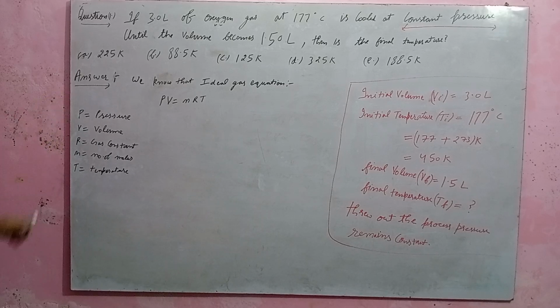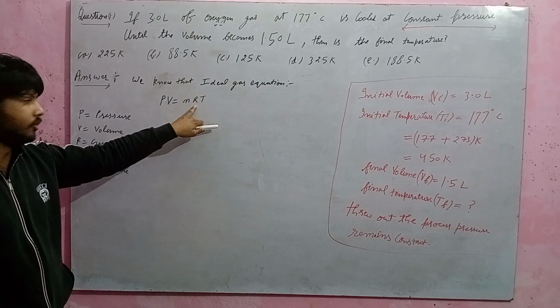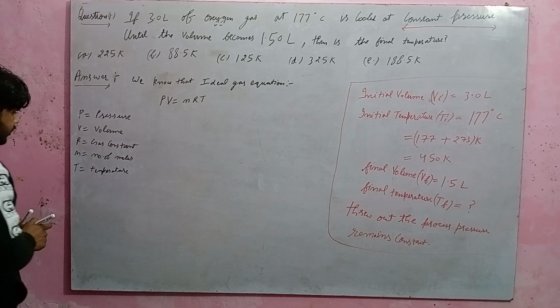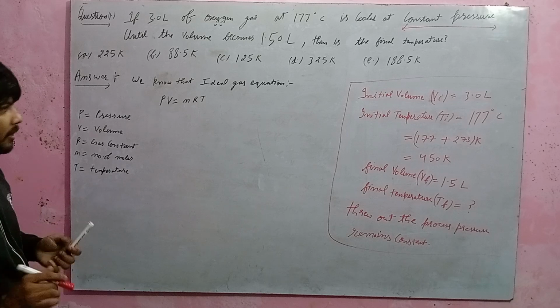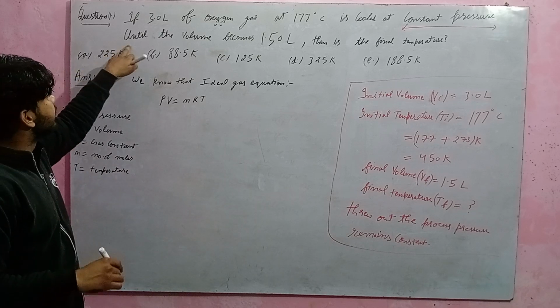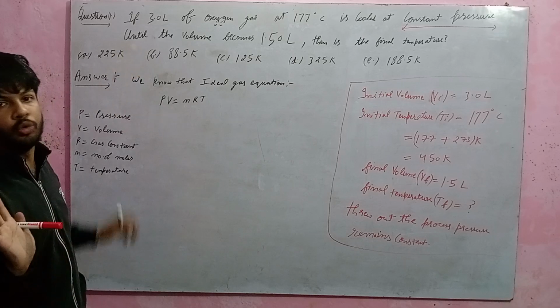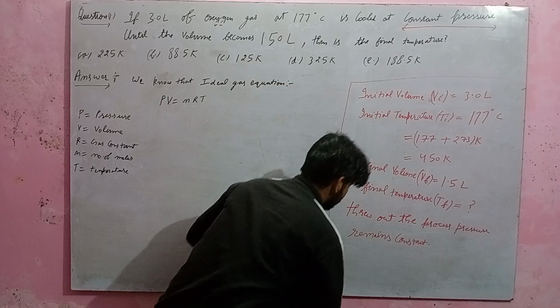Here, given in the question, we know that R is a constant, and P is also constant, as given in the question. There is no information given about the number of moles, so we assume the number of moles of the gas is constant.